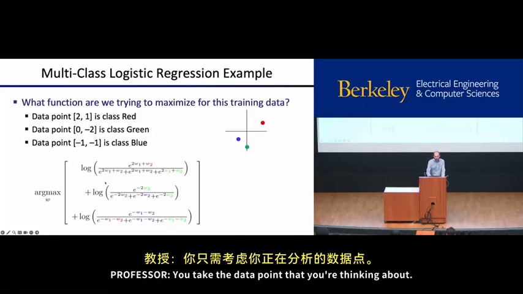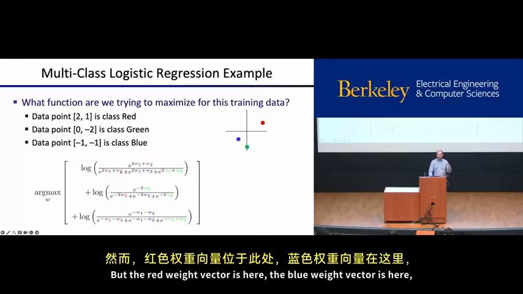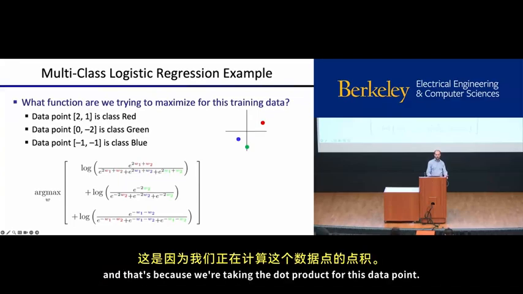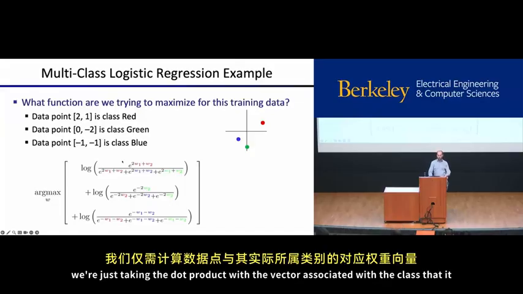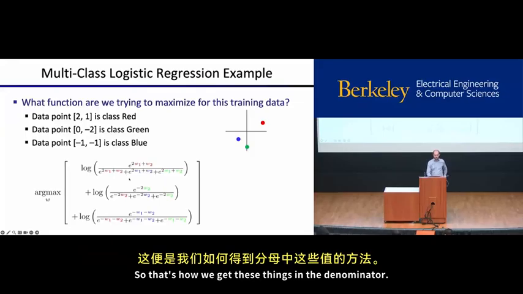Yeah? How do you get one of the components from the denominator again? You take the data point that you're thinking about. So here we're thinking about this data point up here. And we take the dot products with each of the weight vectors. Sorry, they're not shown on here. But the red weight vector is here, the blue weight vector is here, and the green weight vector is here. So here you can see index 1 always gets multiplied by 2, and index 2 always gets multiplied by 1. And that's because we're taking the dot product for this data point. So on top, we're just taking the dot product with the vector associated with the class that it actually is. On the bottom, we're taking the dot product associated with all of the different classes in turn. So that's how we get these things in the denominator.